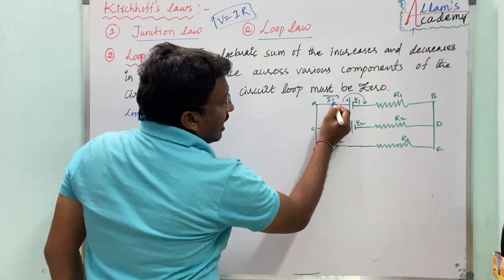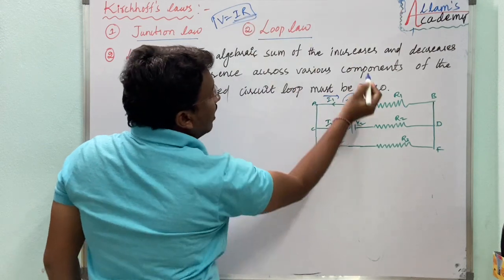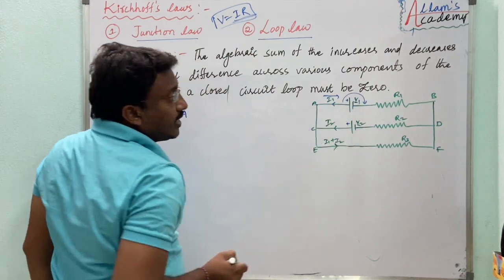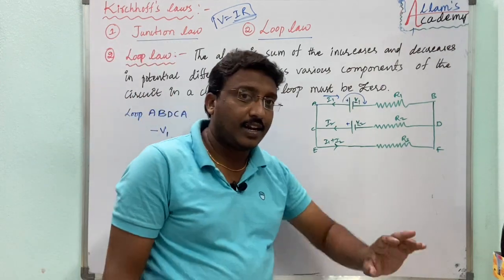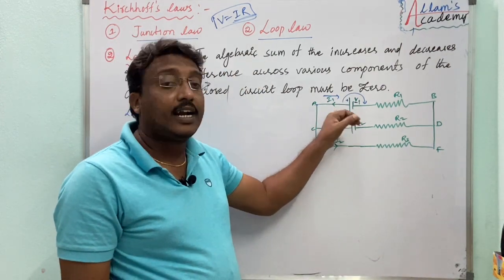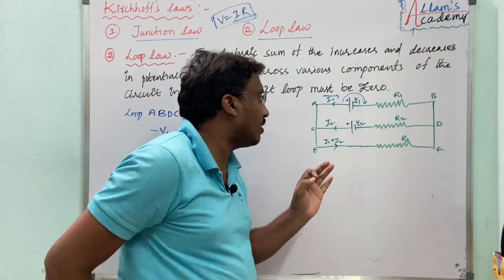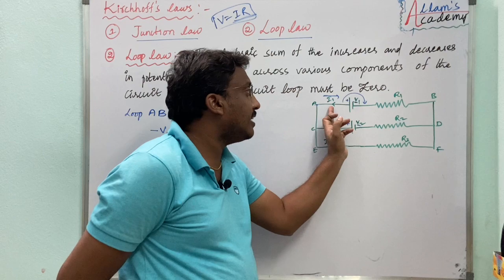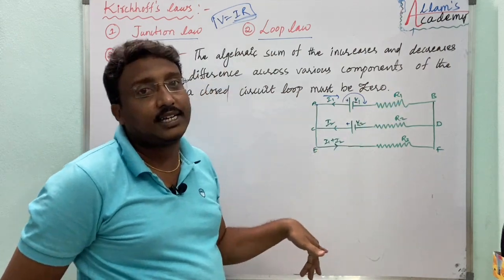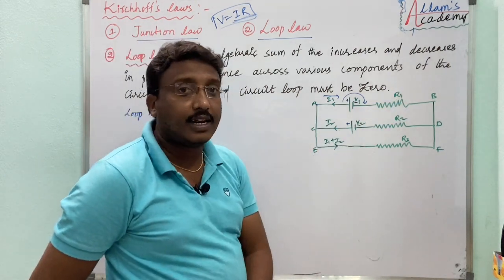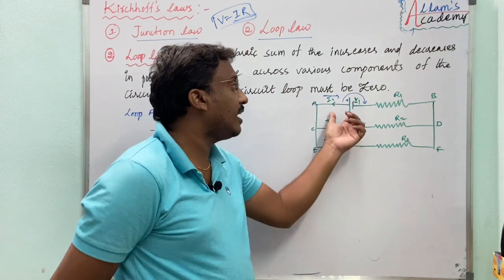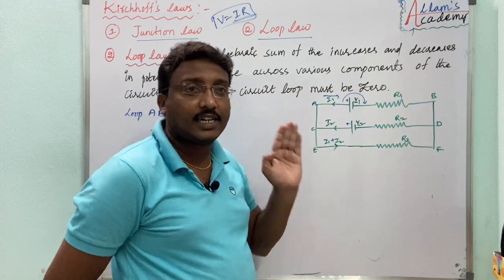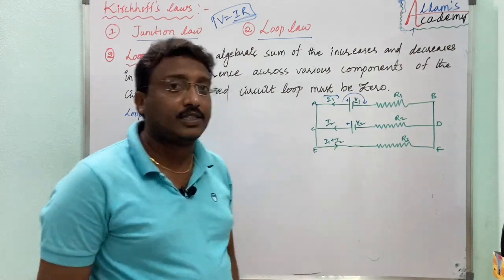What about this? Here current and V equal to IR. Ohm's law says I1 and R1. Here this arrow mark is showing the direction of current. Here you have to notice one thing. If our calculation is in the direction of current, we should take negative. If opposite to the direction of current, we have to take positive.